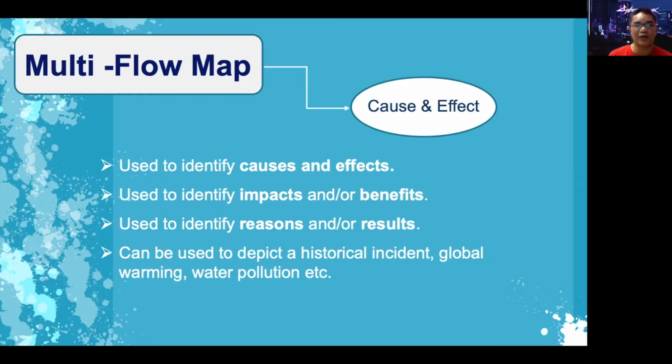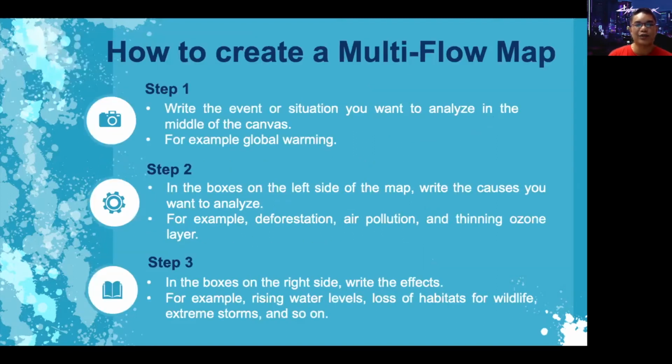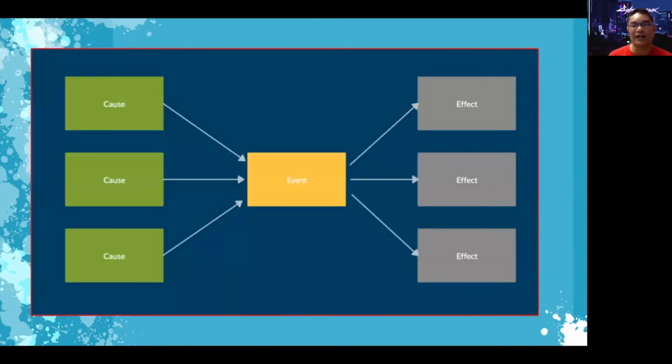What is multi-flow map? Used to identify causes and effects, used to identify impacts or benefits, reason, results. How to create a multi-flow map? Write the event or situation. In the boxes on the left side of the map, write the causes, and on the right side, write the effects. Nampak event kat tengah tu apa benda.